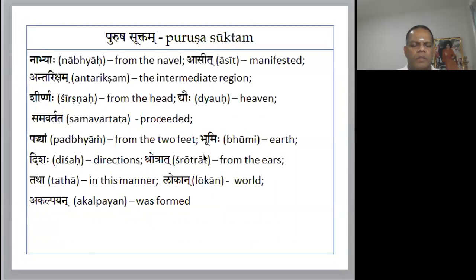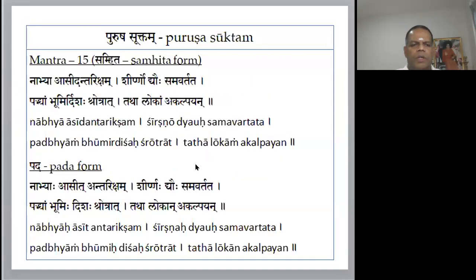So let's look at the word to word split. Nabhya is actually nabhyaha. The visarga gets dropped because of sandhi here. So nabhya asit antariksham. The it plus a becomes a d because of sandhi. Id, so it becomes id, and id plus a is da. So that's how you get asidantariksham. But when it's split, it's asit antariksham.